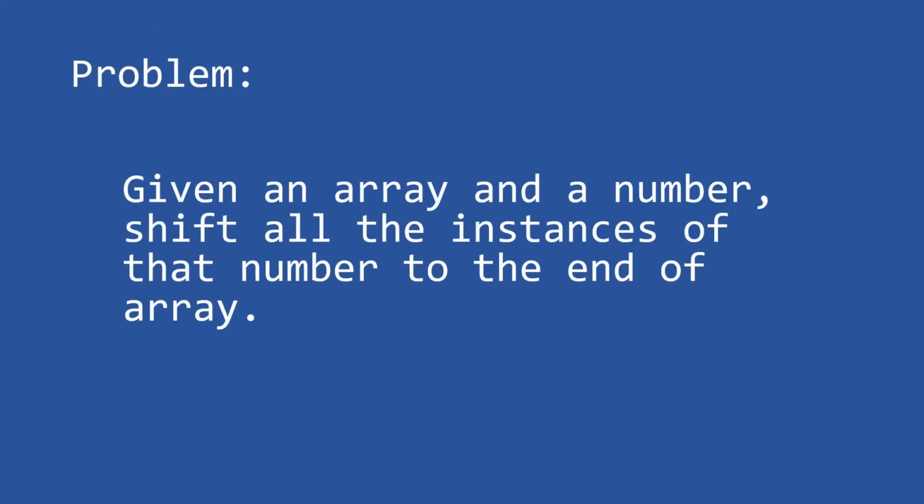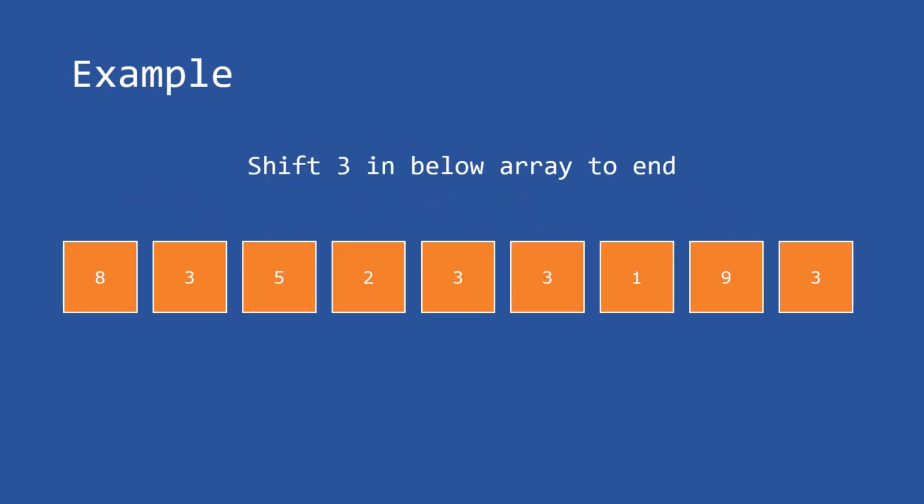So this problem is basically you are given an array and a number, and what you have to do is shift all the instances of that number to the end of the array. So the problem is pretty much simple. For example, you are given this array and you are told to move all the instances of this number 3 to the end of the array.